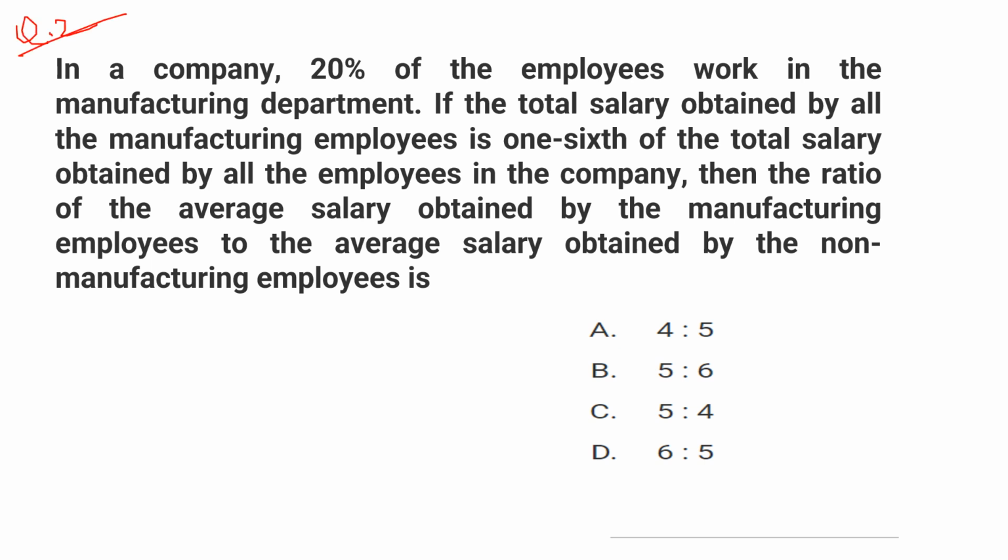Now question number 2. In a company, 20% of the employees work in the manufacturing department. If the total salary obtained by all the manufacturing employees is 1/6 of the total salary obtained by all the employees in the company, then the ratio of average salary obtained by the manufacturing employees to average salary obtained by the non-manufacturing employees. And we have option A 4:5, 5:6, 5:4 or 6:5.